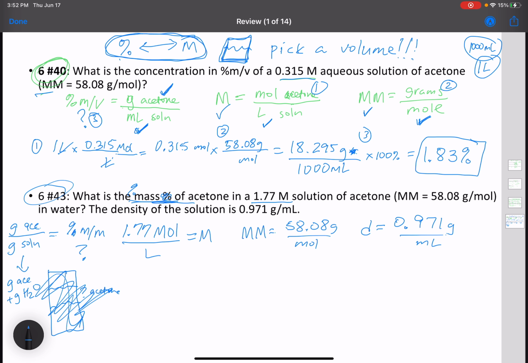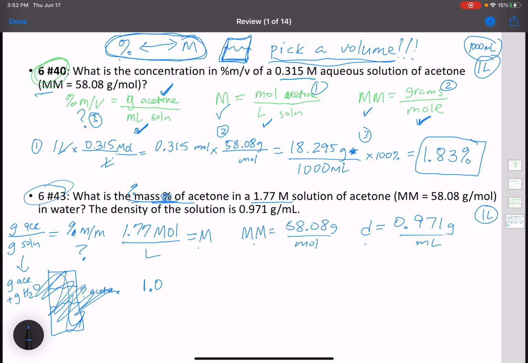So in this problem, we need to start with what we have, but similar to the previous problem, we don't have anything. It hasn't given us an amount of something. It gave us information about that solution. It tells us it's made of acetone and water. It tells us the molarity. It tells us the molar mass of acetone, and it tells us the density, but it doesn't tell us how much we have. So again, we need to pick a volume. All right. So for ease, again, let's just say 1 liter.